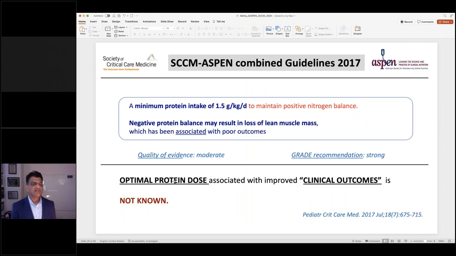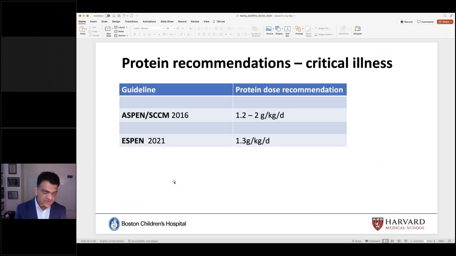As a result, what the SCCM ASPEN combined guidelines, and I know these are now outdated, and the new ones are expected by the end of this year, suggested that if it is protein balance that you are interested in, you need to give at least 1.5 grams per kg per day. But if it is clinical outcomes, we still don't have trial data to suggest what is the best protein dose that impacts or improves clinical outcomes. So these are the summary recommendations for protein in the ASPEN SCCM in 2016 and the more recent ESPEN guidelines that accounted for all the other secondary data. And it's essentially very similar.